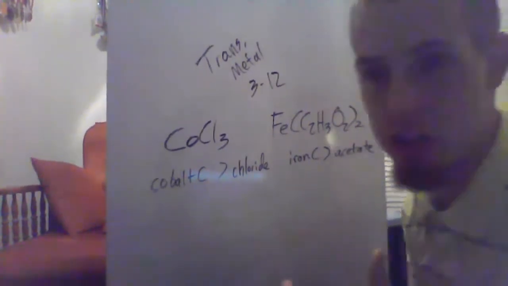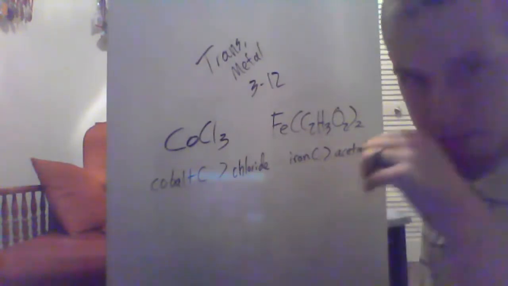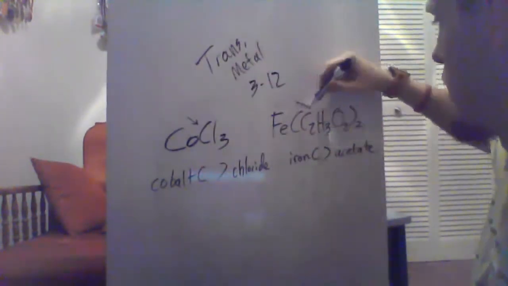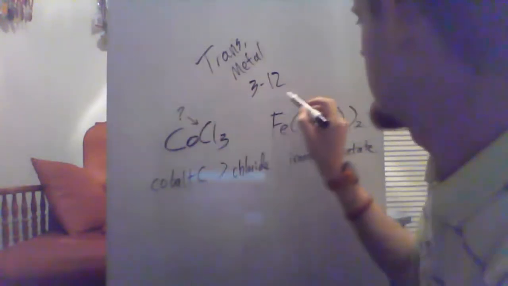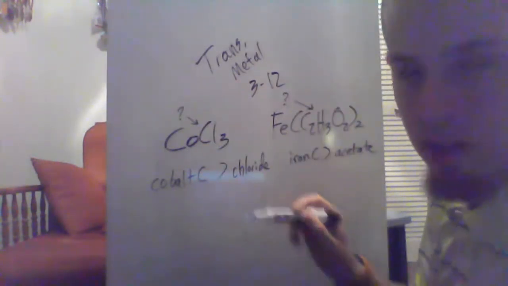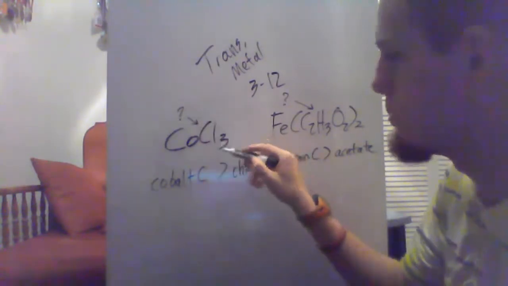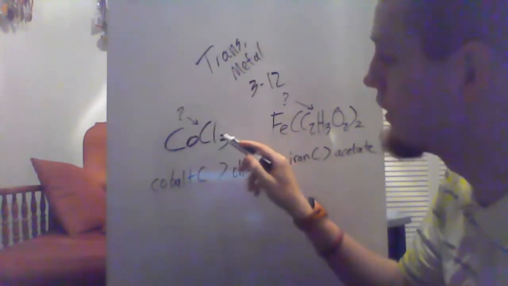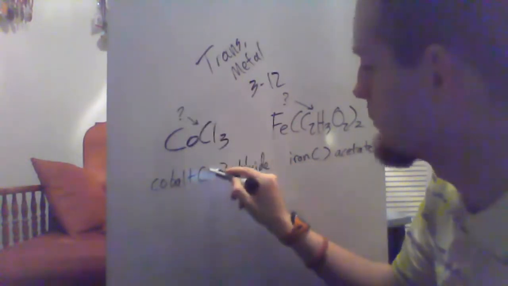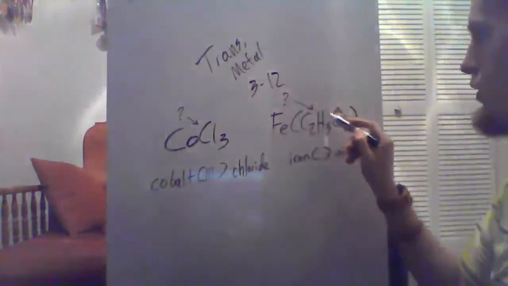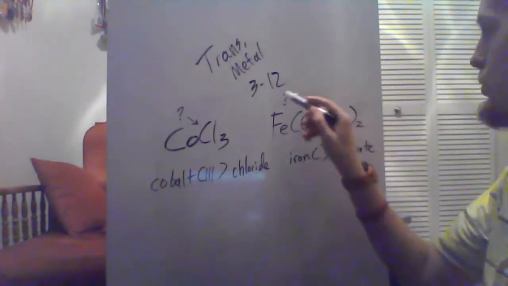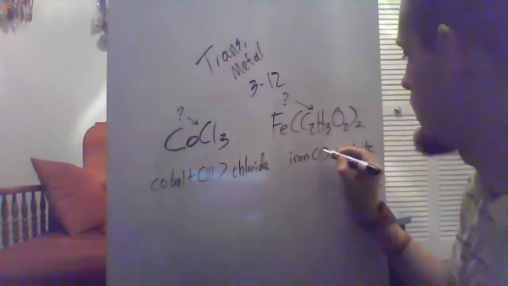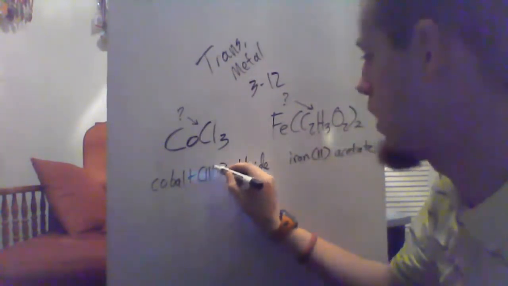So the cool part about this is it's going to be the crisscross, right? So this was crisscrossed already. And we don't know this or this. So the cool thing is, if you crisscross right, this cobalt ended up over here. So in this case, if this was crisscrossed, this 3 came from that cobalt. So this is cobalt 3. And if you're crisscrossing, where did that 2 come from? That 2 came from the iron. So it is cobalt 3 chloride and iron 2 acetate.